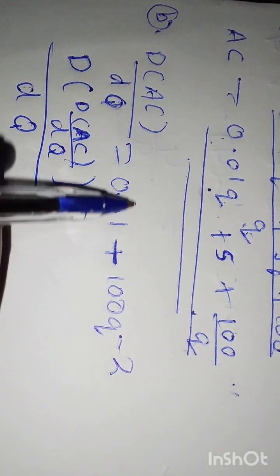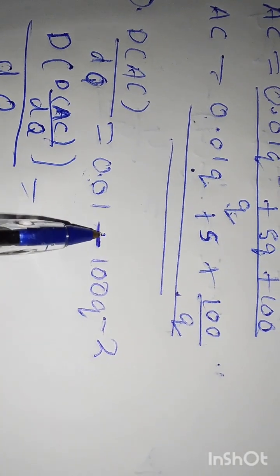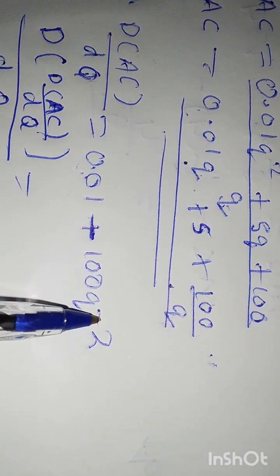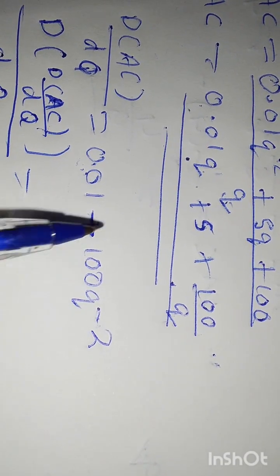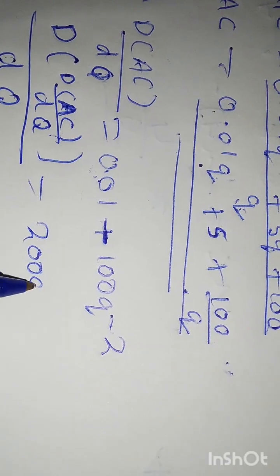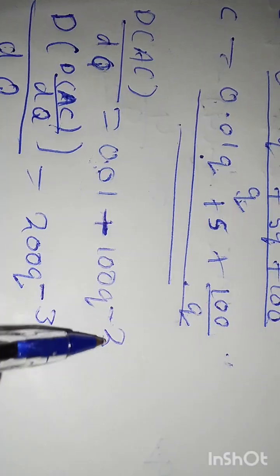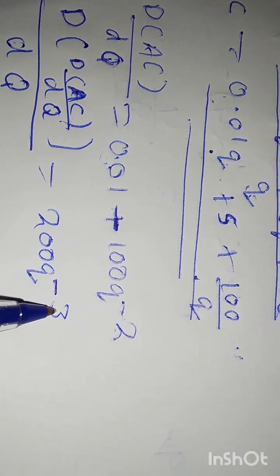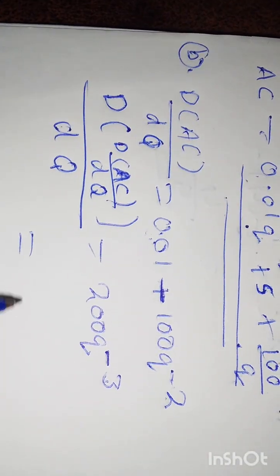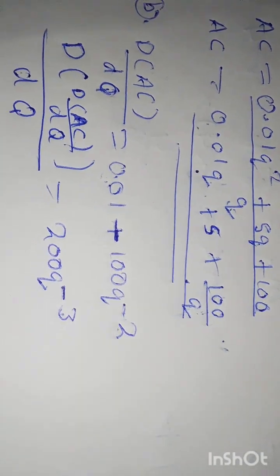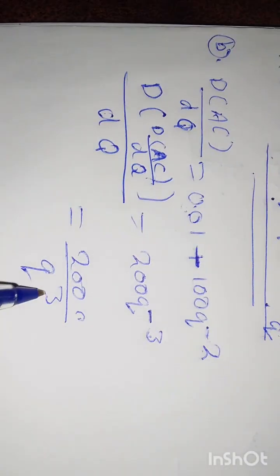If we differentiate this one, this is a constant, so you're going to have a 0. Then when you differentiate this one, negative 2 times negative gives positive, so 2 times 100 to be 200 Q to the power negative 3, because it will be 2 minus 1, which is negative 3. Taking it back into fraction form, it will be 200 over Q to the power 3.